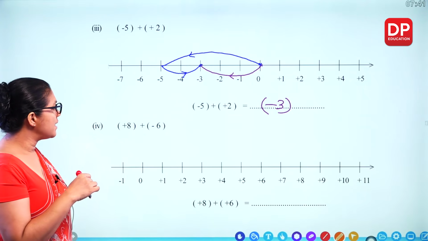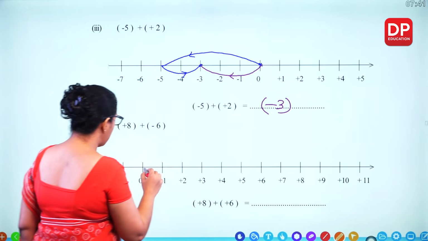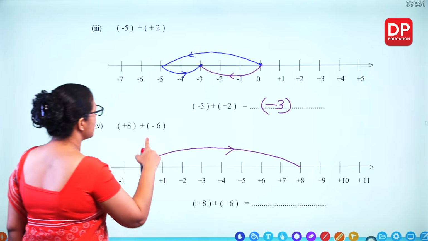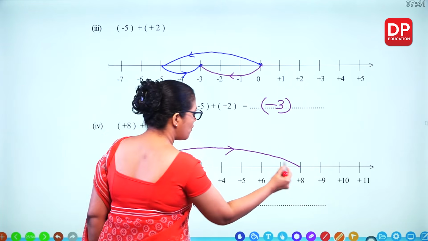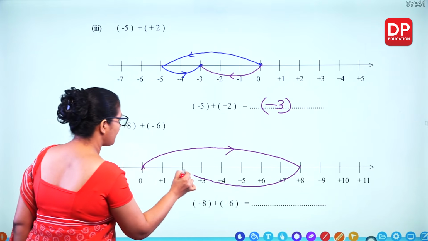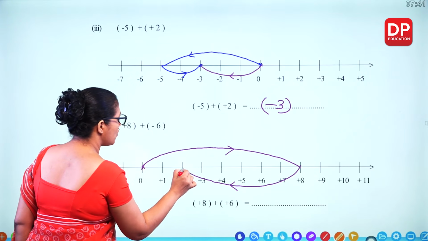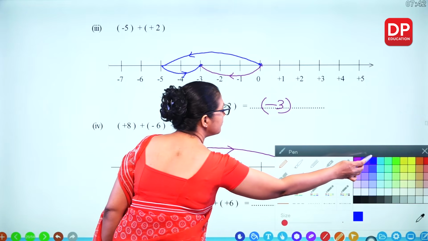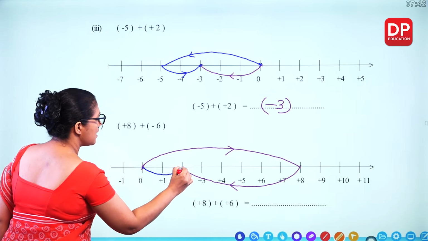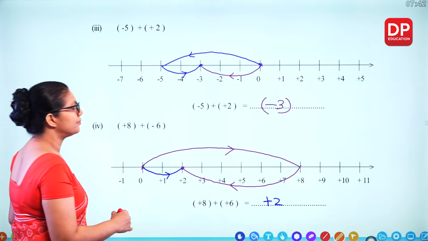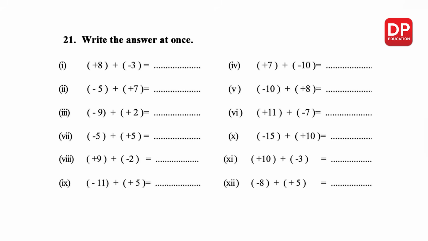Plus 8 and minus 6. Plus 8 means starting from here, 8 squares to the right. But minus means you move 6 squares this way. So, this is the last position. So, the answer is plus 2. Write the answer at once.